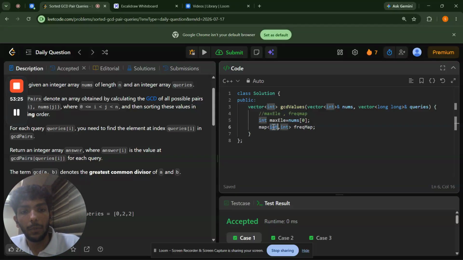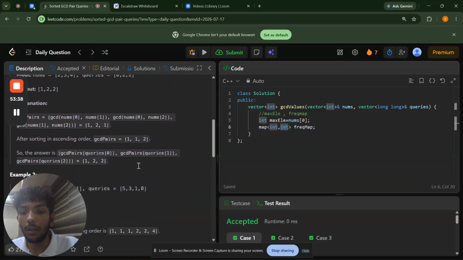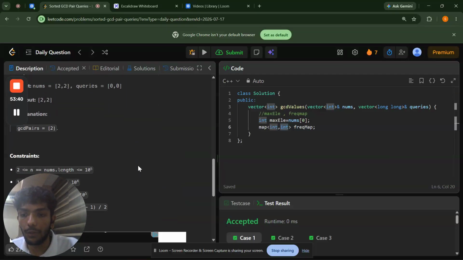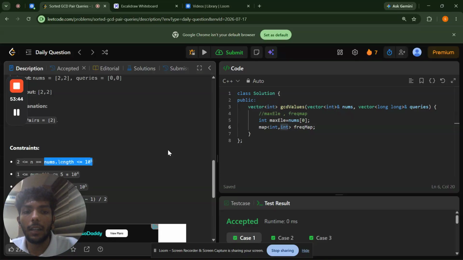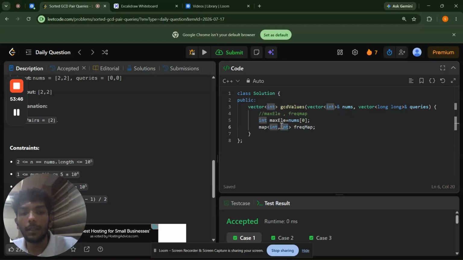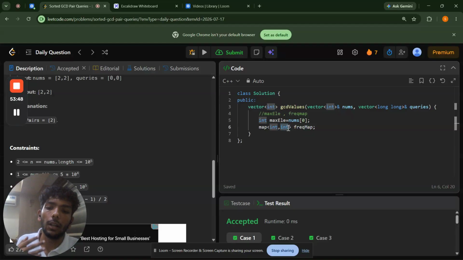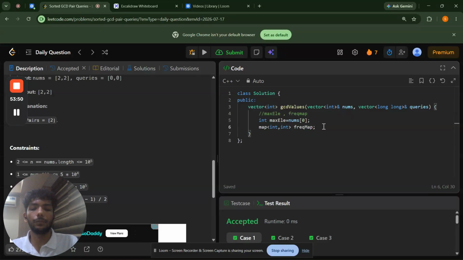Since here will be the key, and what is the key? The key will be the values present in this nums. It is an integer, so it will be integer. And what could be the maximum frequency? Suppose all the numbers are 1, and the nums length is 10 power 5, it can be accumulated in this integer. So value and key both will be integer.